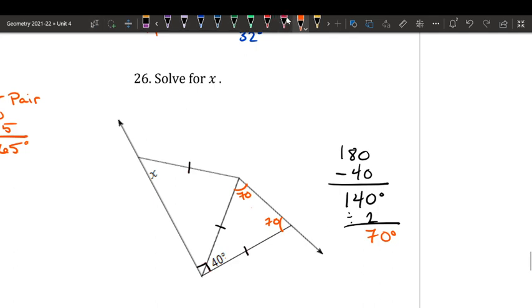Down here, there's the 90 degrees. So 90, and then subtract the 40 on the right. That tells me that the other side is 50 degrees. That's what I was looking for. And now I'm in an isosceles triangle because the two sides are the same. So the two base angles are the same. So that means that x is 50.